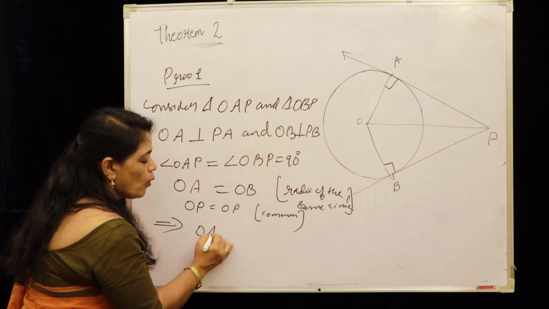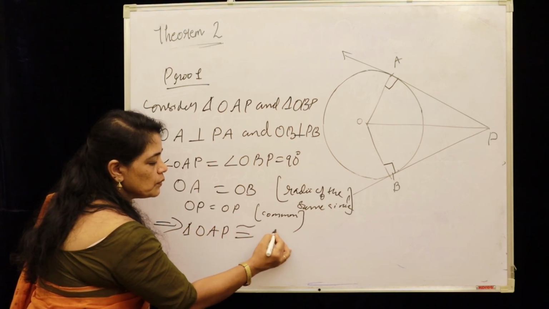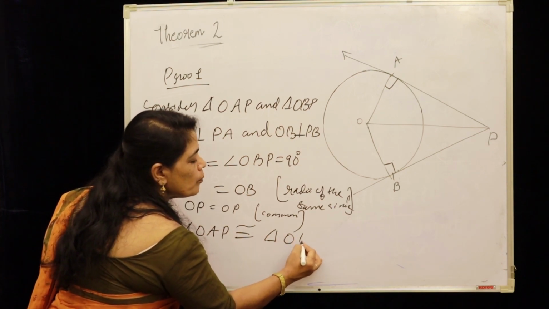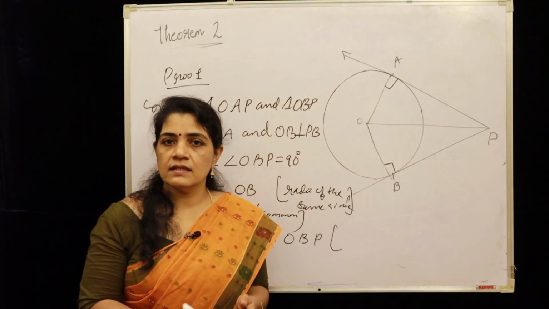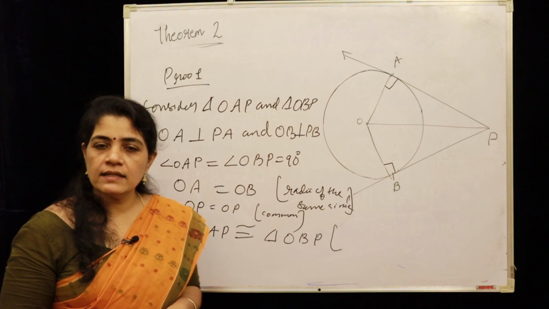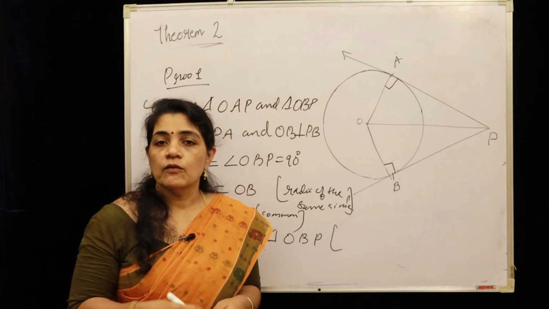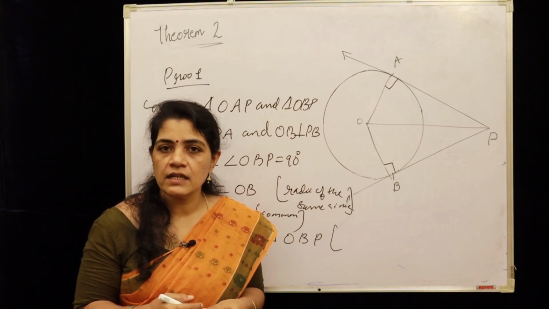Triangle OAP is congruent to triangle OBP. Which criteria? SSS, SAS, RHS, so many criteria we already learned in 9th standard. Here, which criteria? First of all, it is 90 degrees. You can think of RHS criteria in a right triangle.